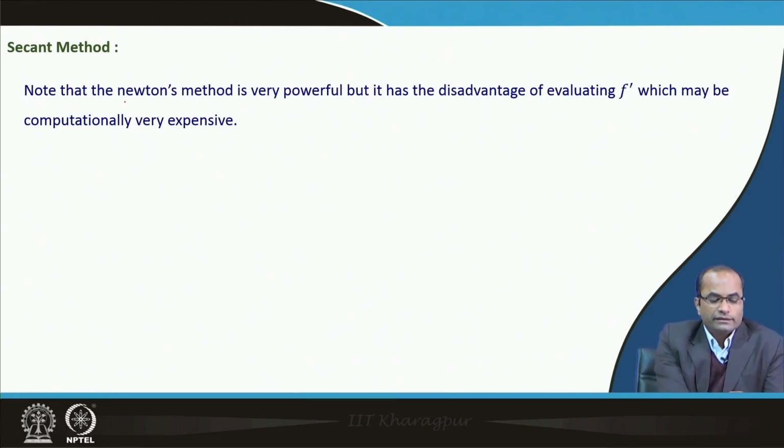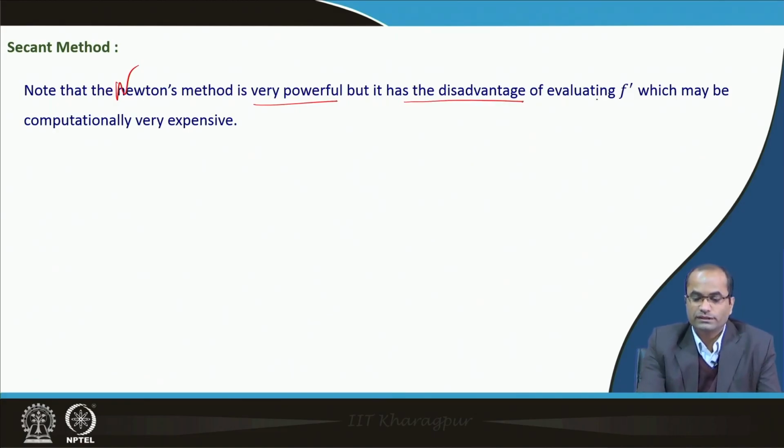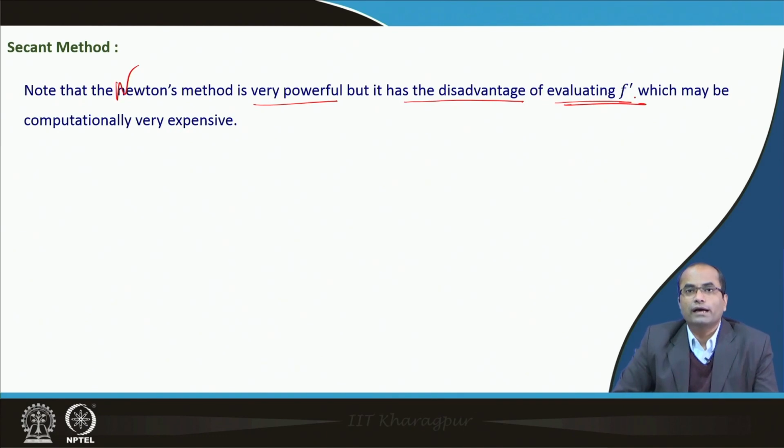Well, the secant method is another variant of this Newton-Raphson method only, so here we will not discuss much. Note that Newton's method is very powerful, but it has a disadvantage. What is the disadvantage? The disadvantage of evaluating f prime, because in the formulation f prime is in the denominator, which has to be evaluated at every iteration, and this usually becomes computationally very expensive, because for many functions getting a closed form of this derivative is not possible.